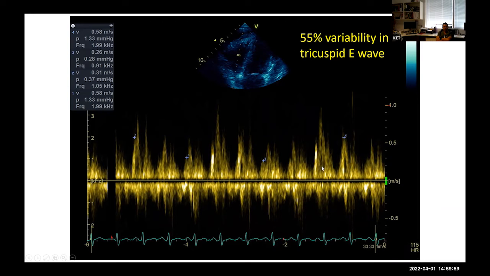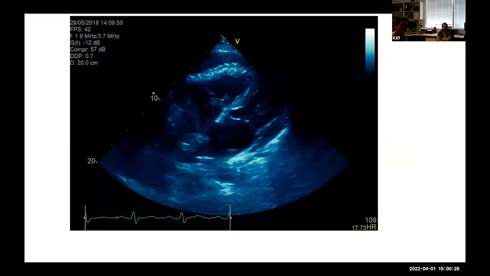So this is again analogous to the pulsus paradoxus, the respiratory variation, but on the right side of the heart. What's the threshold for significance? It's 40%. If it is more than 40%, then it's tamponade. I'm just telling Dishani the numbers because she missed the detail. Yeah, sorry about that.